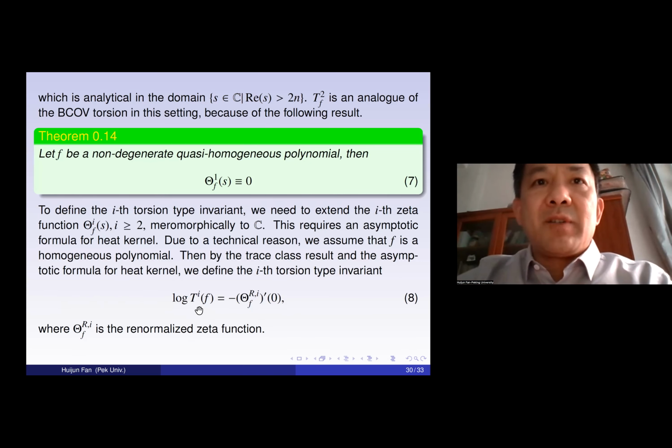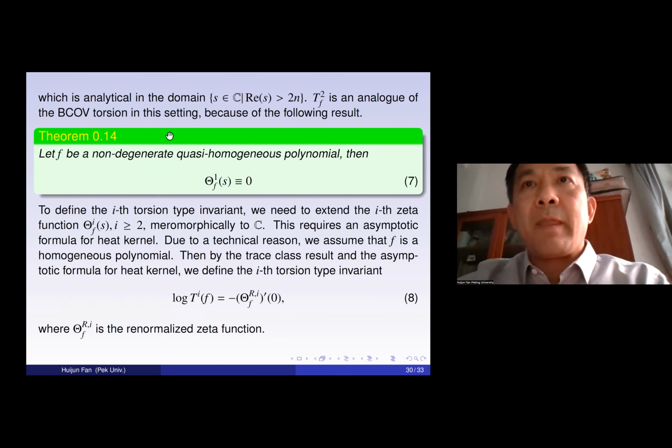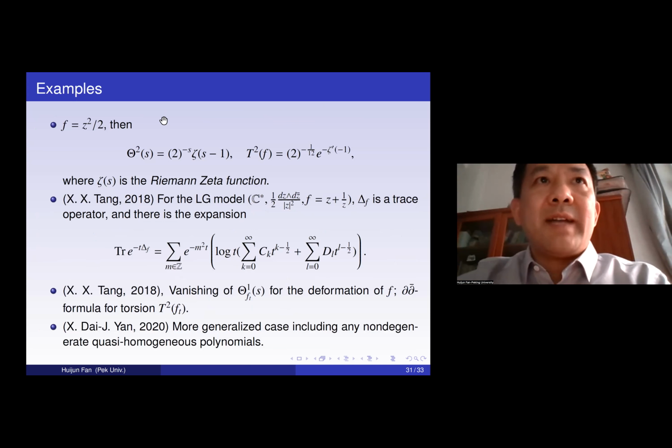So it turns out for i equals 2, T2F is the analogue of the BCOV torsion appearing in the physical literature for the Calabi-Yau hypersurface. So we have the correspondence. So let's see some examples.